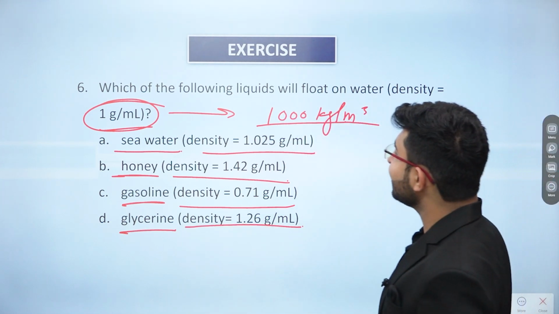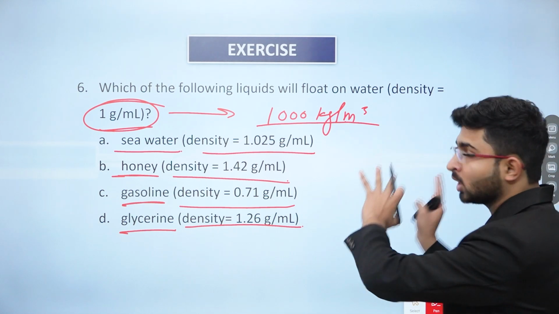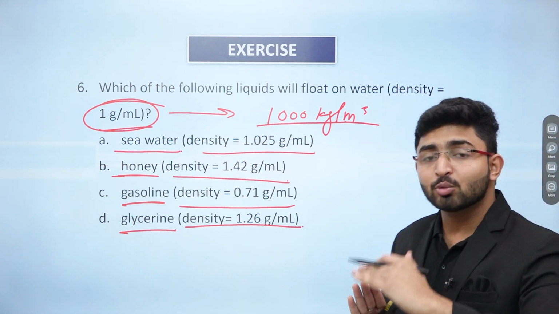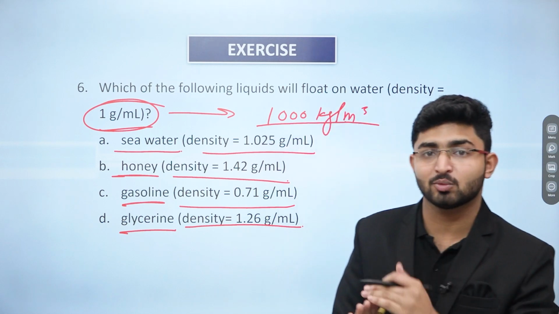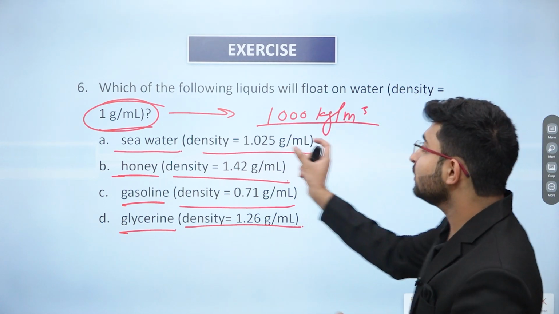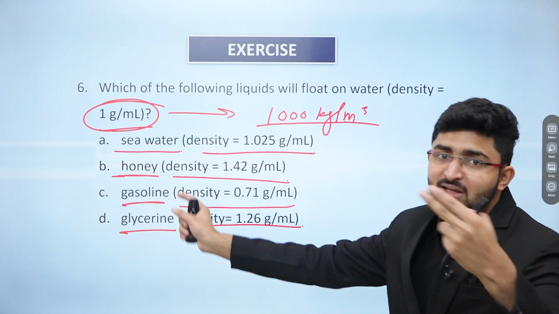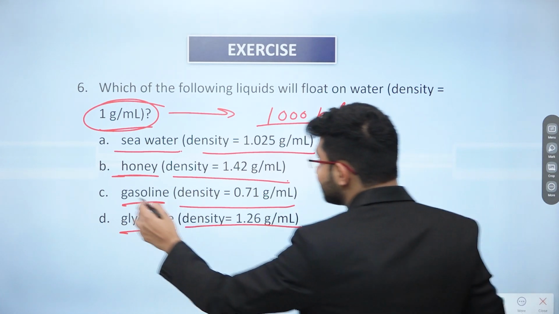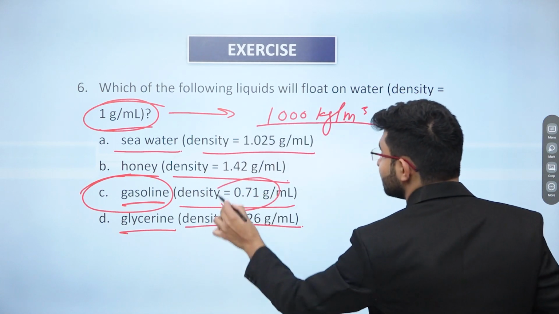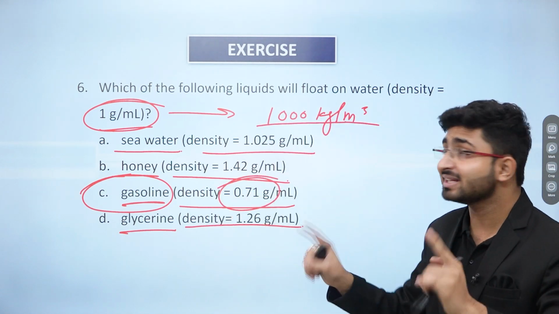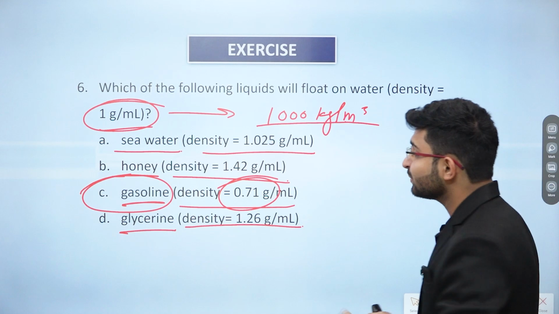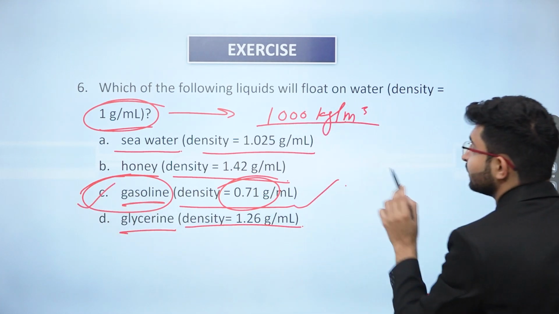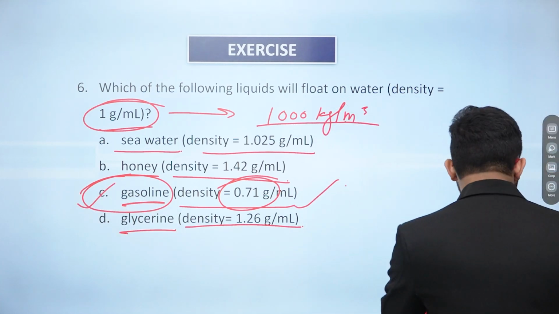So if we are asking which liquid is going to float on water, obviously that liquid must have lesser density than water, right? Water has a density of 1 gram per ml, so it should be less than 1 gram per ml. And in all these options, you can see clearly that gasoline has a density of 0.71 gram per ml, which is lesser than that of water. So that's why option C becomes the correct answer over here, right? I hope this is clear.